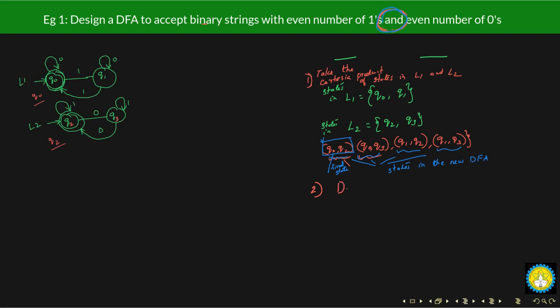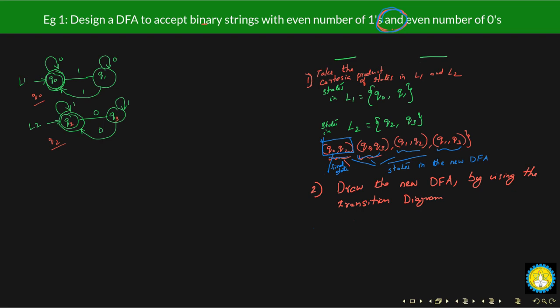Now the second step is to draw the new DFA. To help us draw the new DFA, let's draw the transition diagram to make things easier. So let me draw the transition diagram to make things very clear. Let me say this is going to be my transition diagram. Let me draw it here.